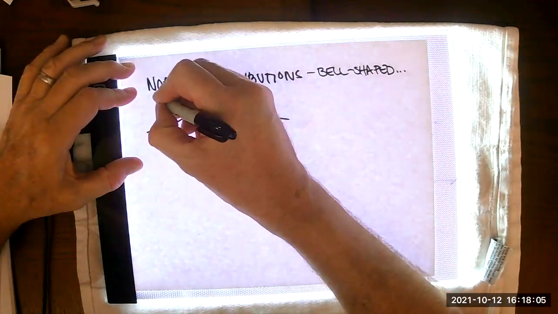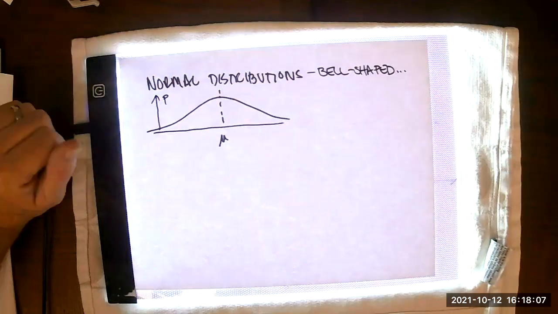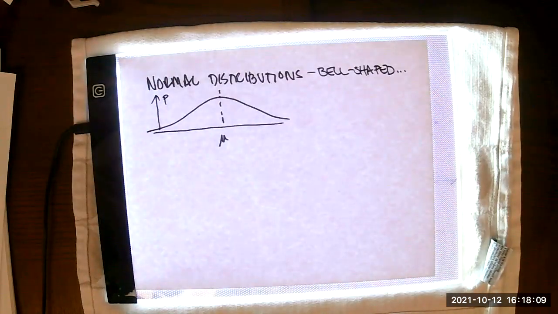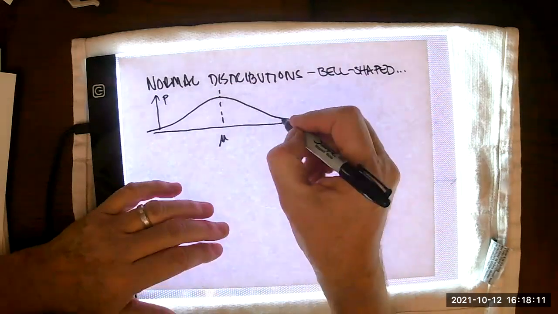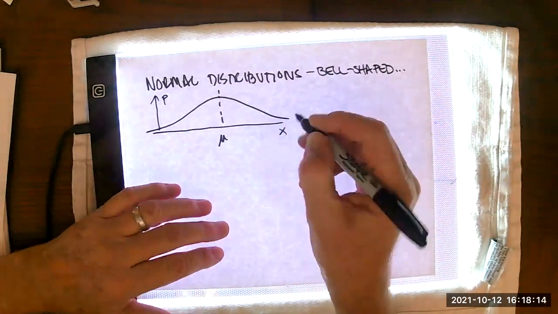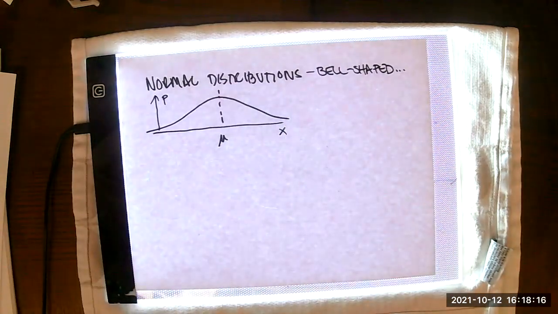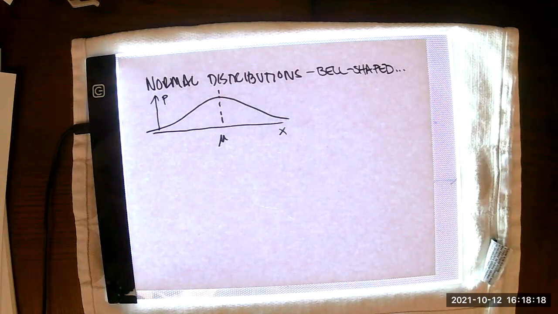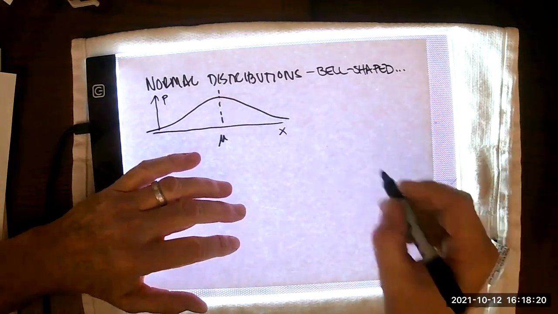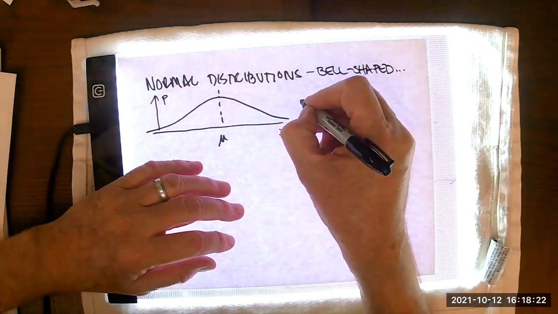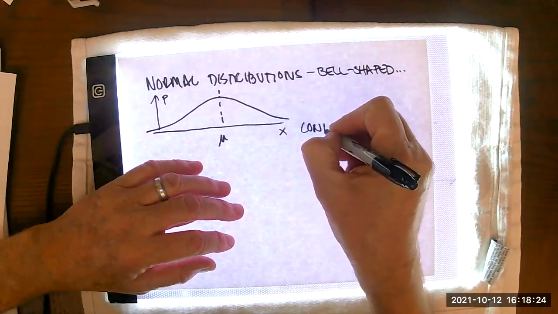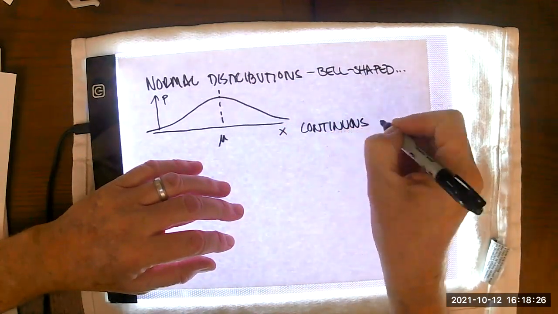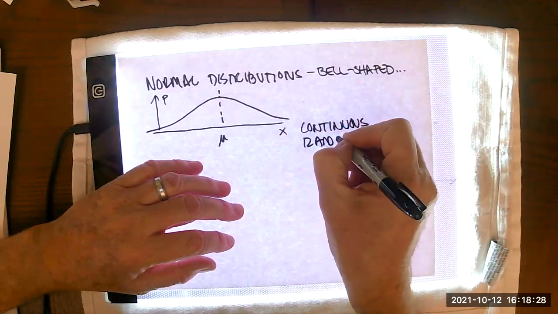Now, what is going to be on the vertical axis is a probability, very much like the picture I just drew with the dice. The x-axis is going to be outcomes or values again, but it's important to realize that we use this with a continuous random variable.